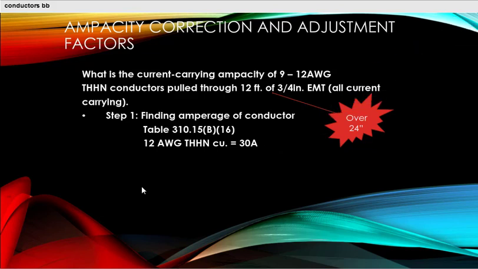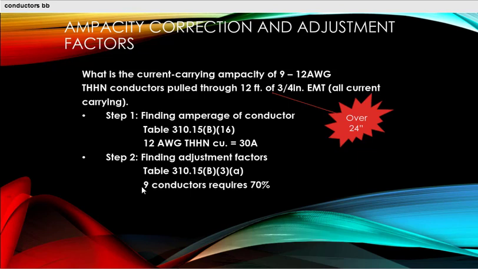So 30 amps, we say find the adjustment factor. I go to 310.15(B)(3)(a). 9 conductors says it's a 70% correction.